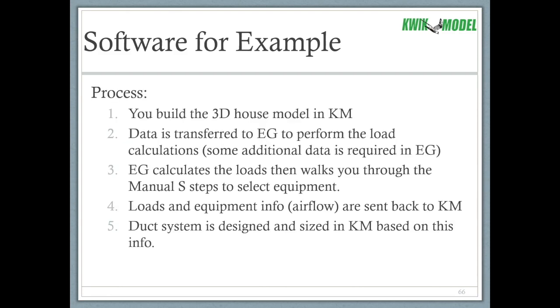The process is that you build the house in 3D. You build a 3D model in HVAC Model, and then the physical dimensions of that model, the wall areas, the floor areas, the window areas, and the types of surfaces are transferred into the EnergyGauge Loads calculation module, which then performs the room-by-room load calculations. It will ask for some more information, and so we'll have to enter some more information into EnergyGauge. EnergyGauge then calculates the loads and walks you through the Manual S equipment selection portion, and then once you select your equipment, all that information is transferred back into HVAC Model, and that's where you go and you size your ducts and you design your duct system.